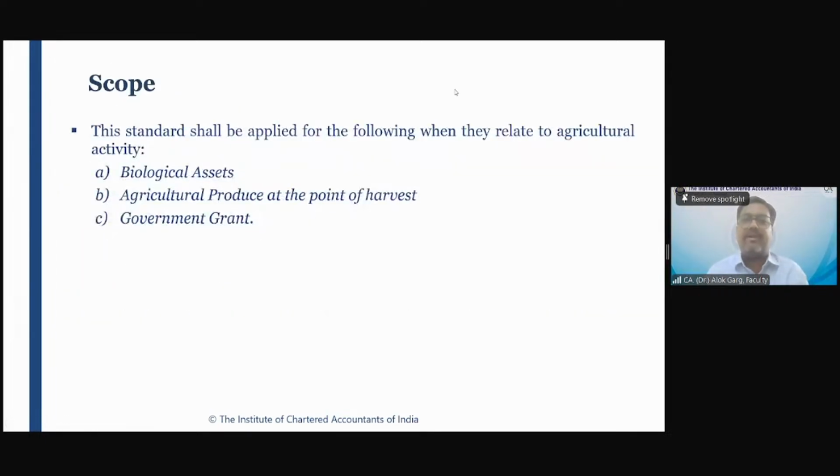So this standard is applicable on 3 items. Biological asset. This standard is applicable on those 3 items when they relate to agricultural activity, right? So biological asset. Agriculture produce at the point of harvest. What does it mean? Agriculture produce at the point of harvest. What does it mean?